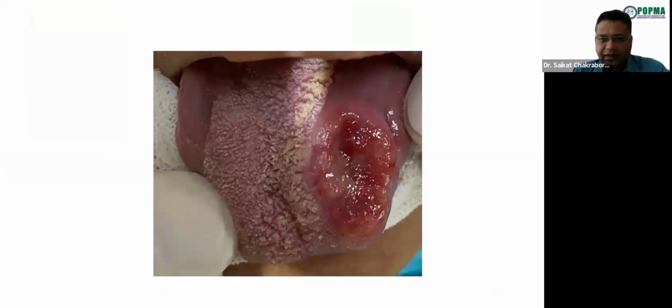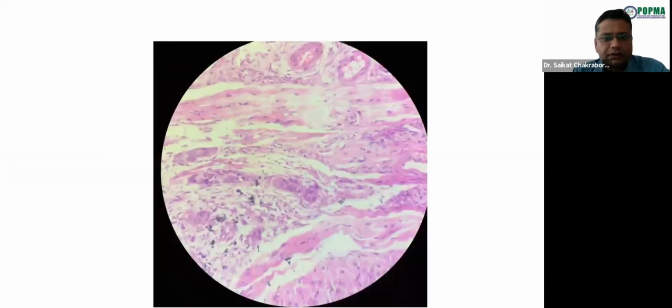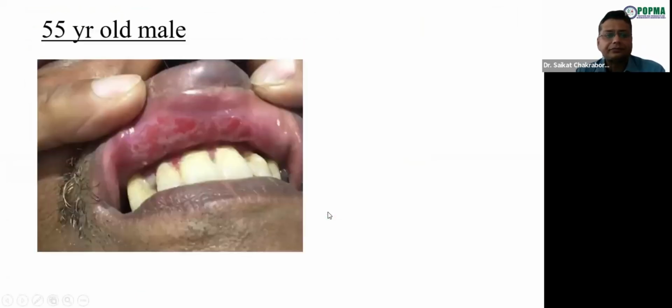One more case, a very vulnerable site, the lateral border of the tongue. This is the toluene blue picture. You can see the dysplastic cells over here amongst the muscles. So this was a squamous cell carcinoma.